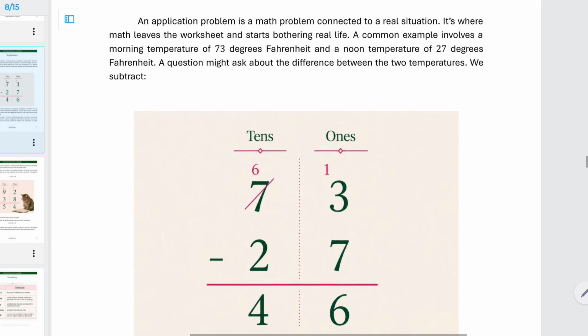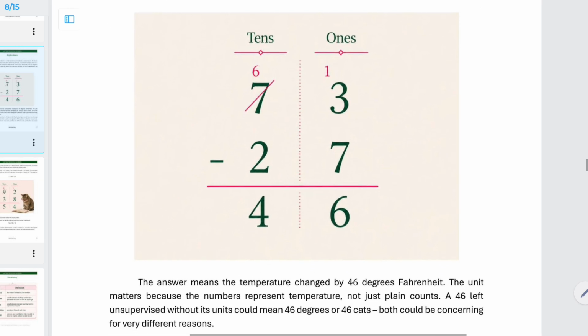We would subtract 73 minus 27. In the ones place, we can't do 3 minus 7, so the 3 borrows from the 7 that's in the tens place, making it a 6, and it becomes 13. 13 minus 7 gives us 6, and then in the tens column, 6 minus 2 gives us 4. The answer means the temperature changed by 46 degrees Fahrenheit.